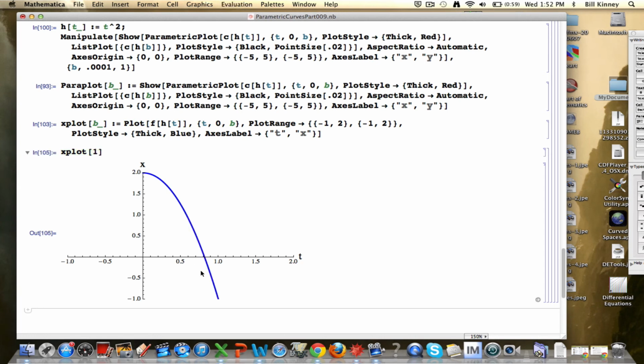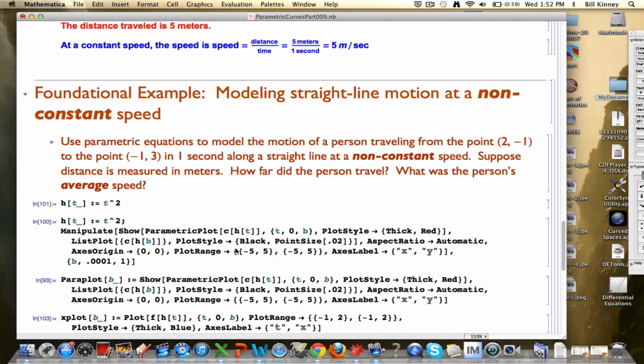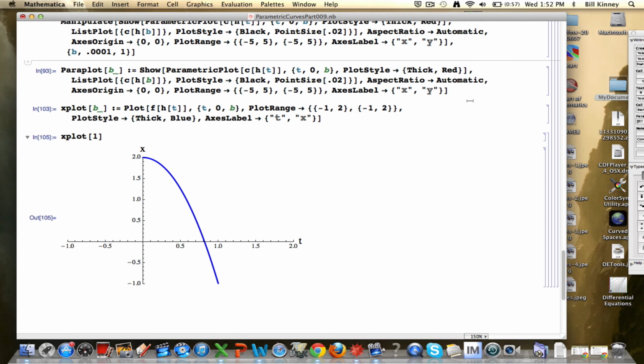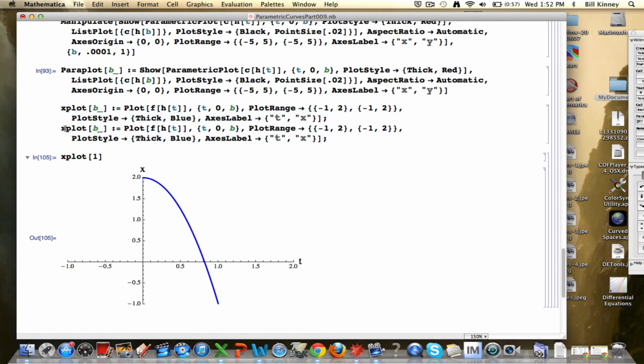Notice it's going between 2 and -1. It's decreasing from 2 down to -1 as t increases from 0 to 1, just like the x-coordinate of your point here goes from 2 down to -1 as t increases from 0 to 1. This is telling you what the x-coordinate is doing. Let me do something similar for the y-coordinate. I'll copy and paste this. I'll change this x-plot to y-plot. Change the f to a g. Enter that. I can also do y-plot of 1.